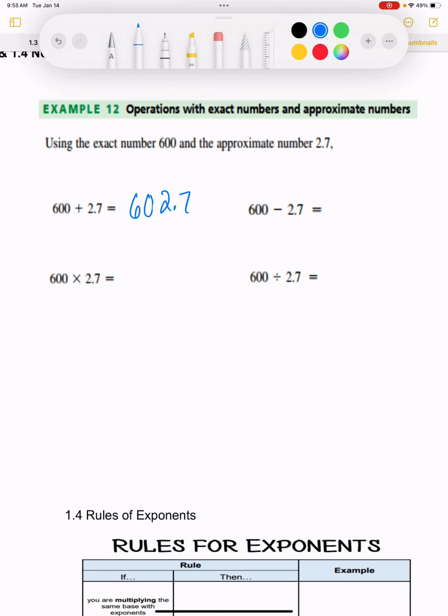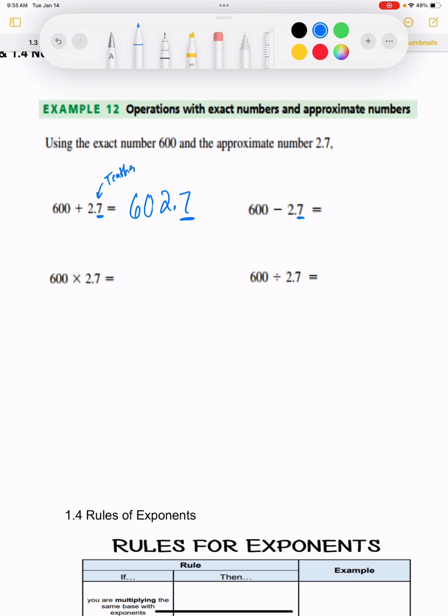Since we're adding, we're thinking about precision. Even though it's an approximate number, its precision is to the tenths. So I want to give my final answer to the tenths, right? Same thing here. I'm subtracting. This is exactly 600, and then this one's precision is to the tenths place, right?